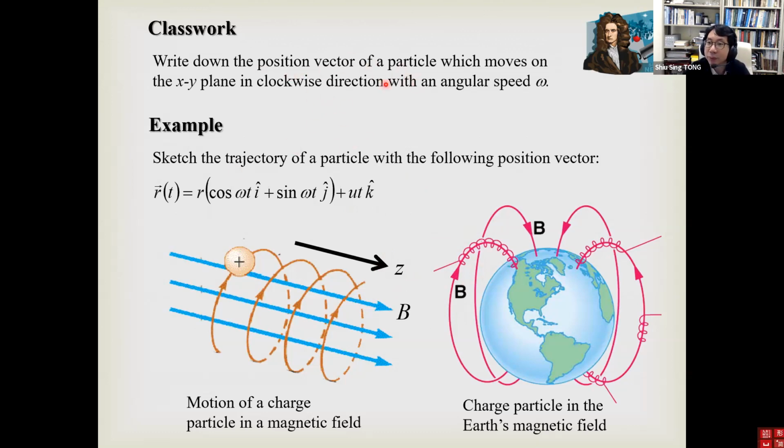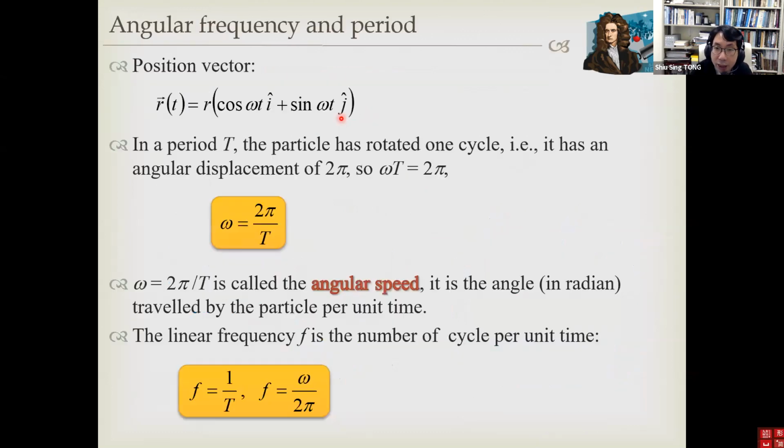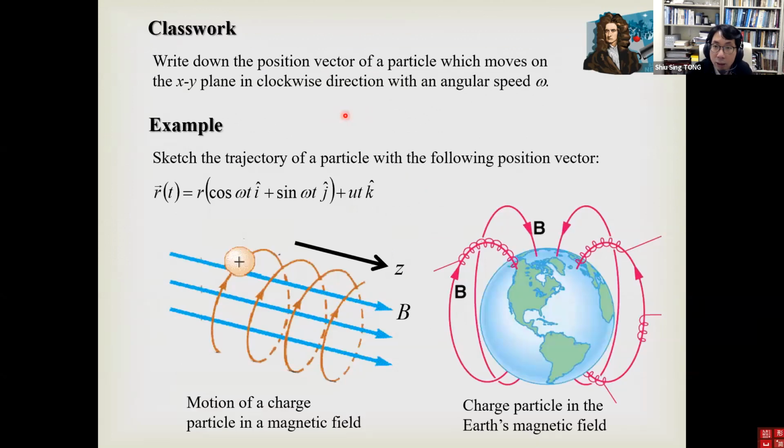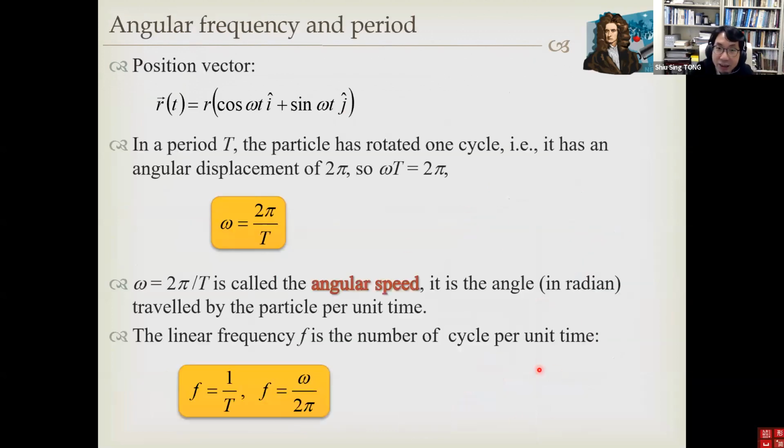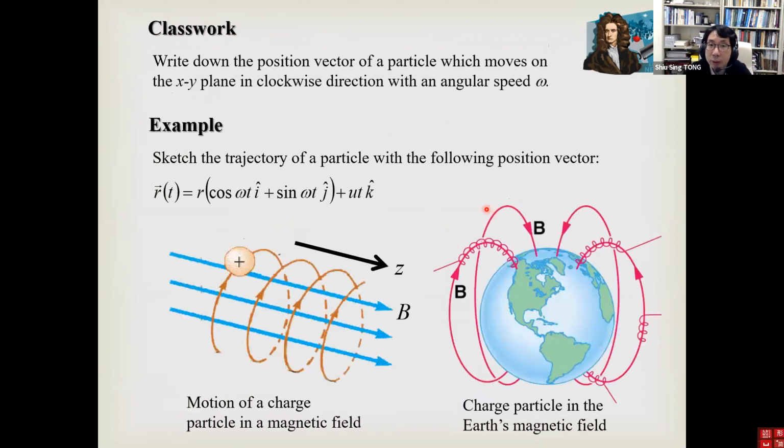Now we have a classwork for you. That's a simple classwork actually. For the circular motion that we have discussed, we have this position vector, right? Then that position vector describes a circular motion. When we are looking from the top, from the Z axis, the circular motion is in the anti-clockwise direction. So how can you write the circular motion for a particle that rotates with the same angular speed, but now in the clockwise direction?